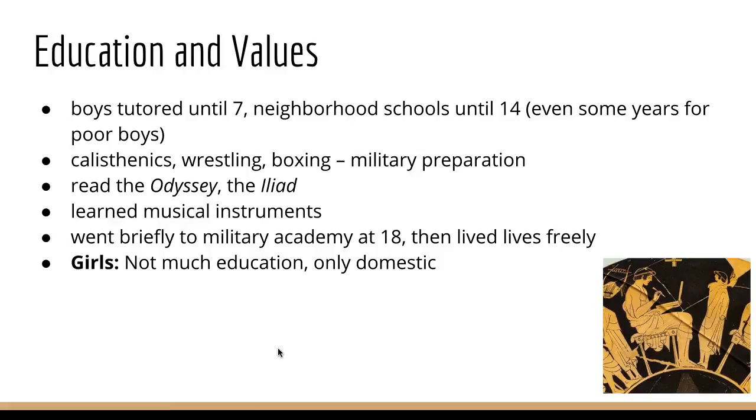Education and values. Boys were tutored until 7, and neighborhood schools until they were 14. Even some years for the poor children, which was again part of that equality piece. They had a lot of physical education, including military preparation. That was big in Athens. They read books, they learned musical instruments, and they were very much well-rounded individuals. They did things that they valued and were very good physically fit children. They went briefly to military academy, and then they were able to live their lives as they wanted to.